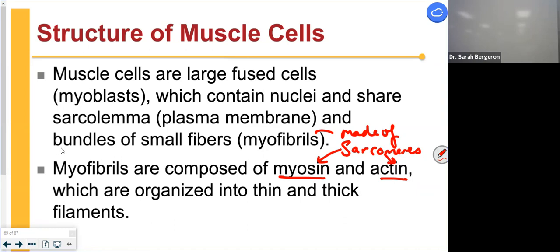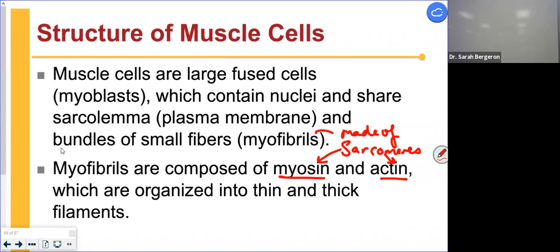Now, before we do this, your book doesn't go into very great detail, but I think it's really important that you understand how a muscle cell is organized so that you understand what goes on on the inside. So we're going to pretend that this is my bicep. If I undo it, we're going to start at the middle and then build it back. Here I have one muscle cell that runs the length of my arm. This is one long fused cell.